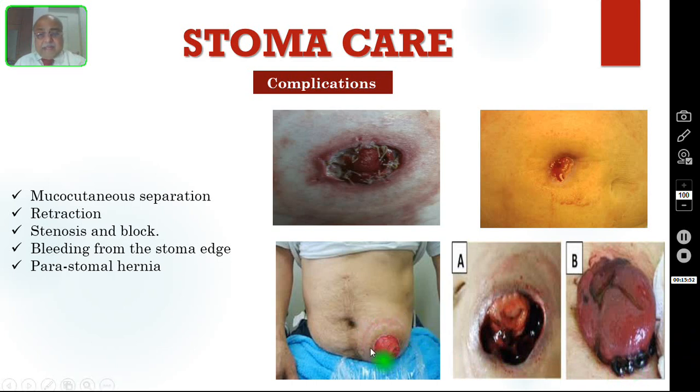And very rarely, you can see parastomal hernia also. If you are not fixing the intestine properly to the fascia, then this complication can happen. This is a parastomal hernia.